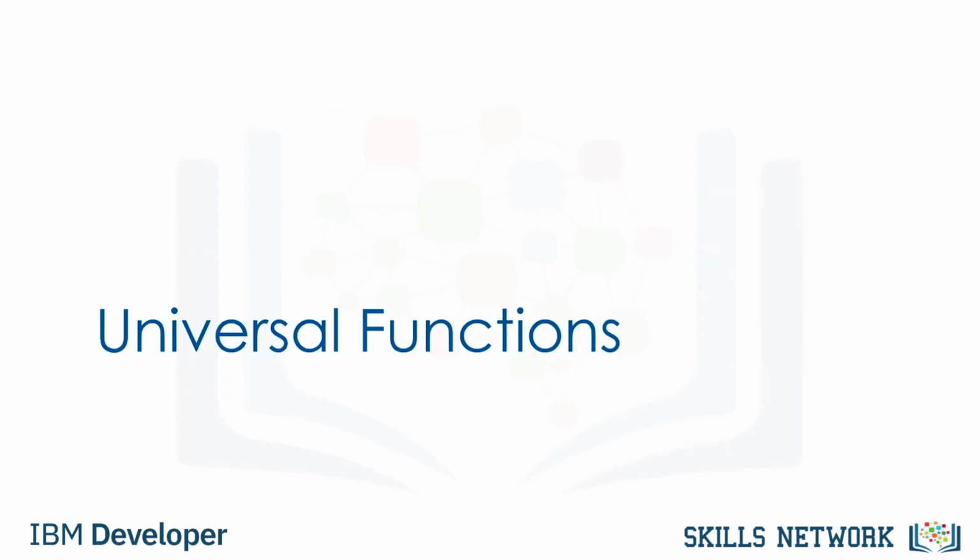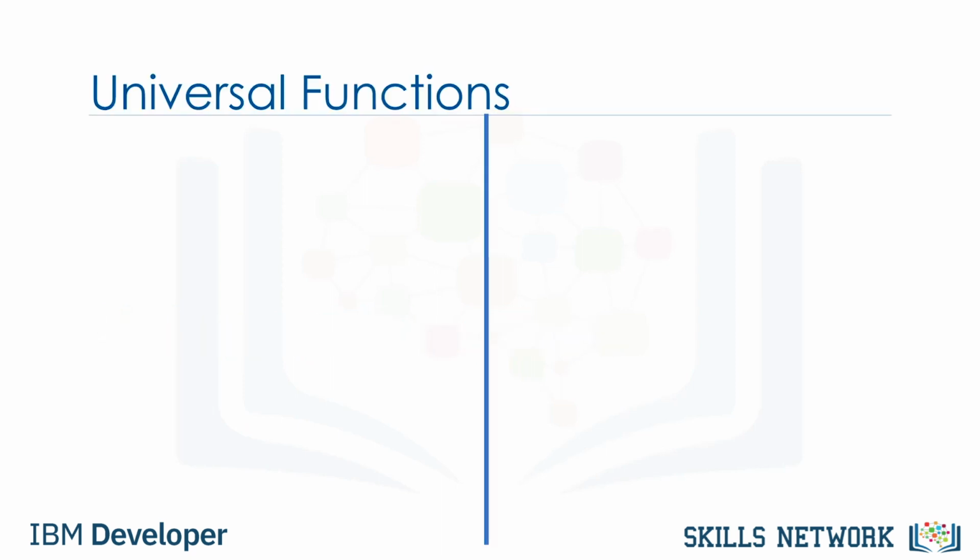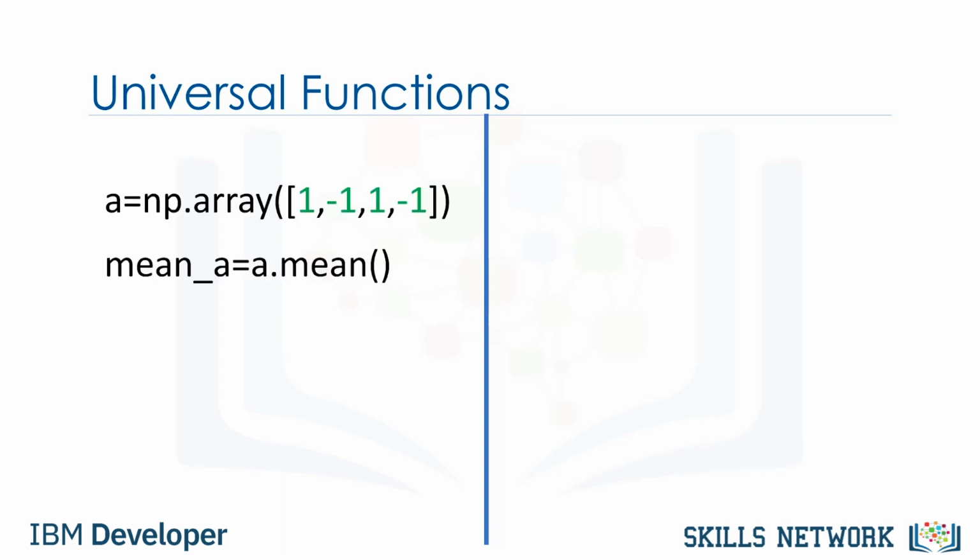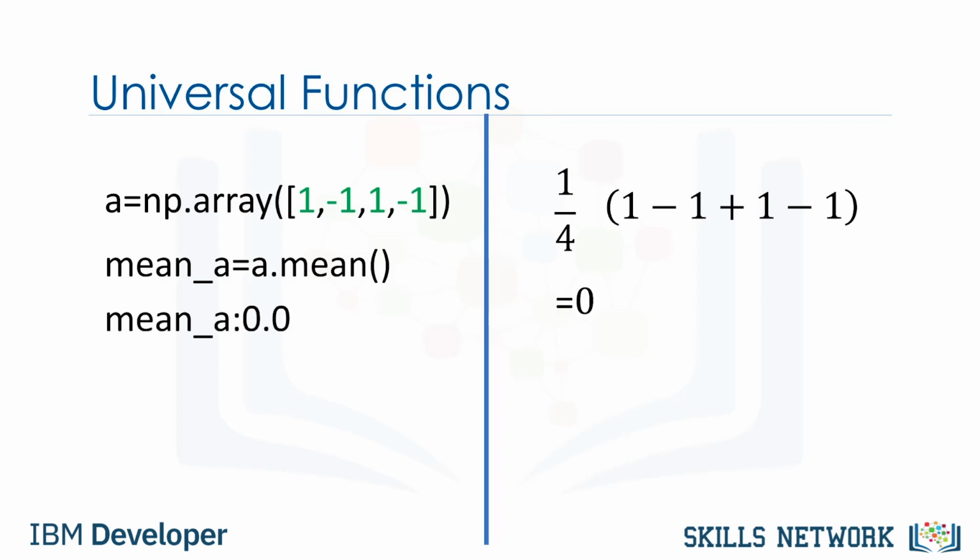A universal function is a function that operates on ND arrays. We can apply a universal function to a Numpy array. Consider the array A. We can calculate the mean or average value of all the elements in A using the method mean. This corresponds to the average of all the elements. In this case, the result is 0.